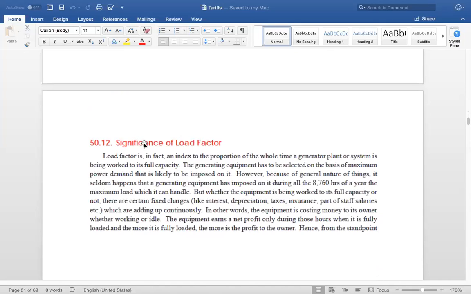The significance of the load factor is in fact an index to the proportion of the whole time a generator plant or system is being worked to its full capacity. The generating equipment has to be selected on the basis of a maximum power demand that is likely to be imposed on it. However, because of the general nature of things, it seldom happens that a load is imposed on it during all the 8,760 hours of a year.